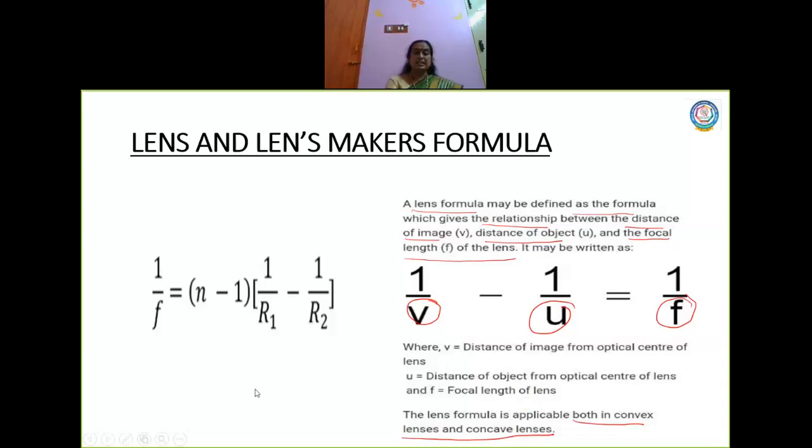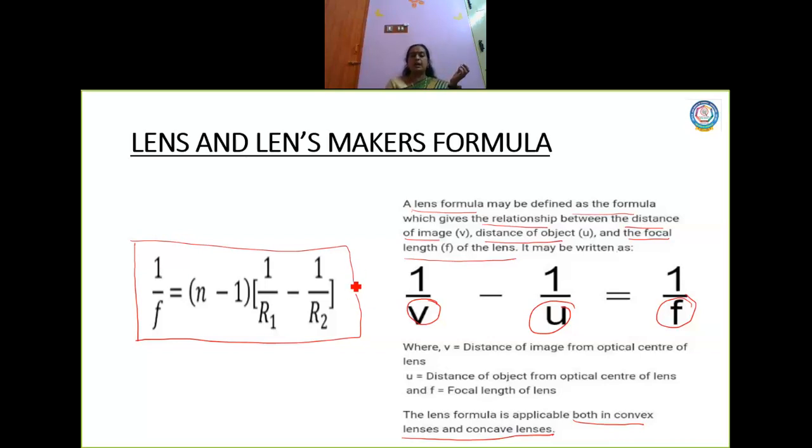And this is the lens maker's formula. This lens maker's formula is for those who make lenses. Those who are making lenses need to know about the refractive index. I was talking about refractive index in the topic refraction. Each lens has got a refractive index. So the persons who make lenses should know the refractive index and the radii of curvature.